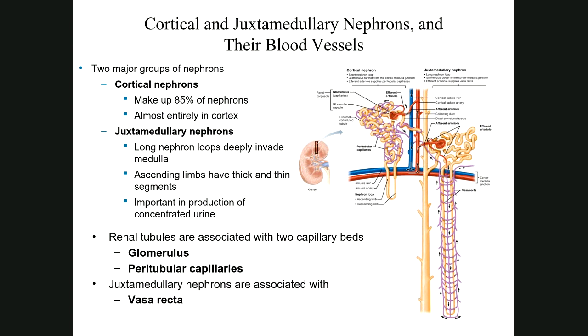The juxtamedullary nephron is very close to this junction, if you see it, and it invades the medulla. It goes very deeply into the medulla. So is the collecting tubes. The ascending limb has thick and thin segments, and is very important in the production of concentrated urine.